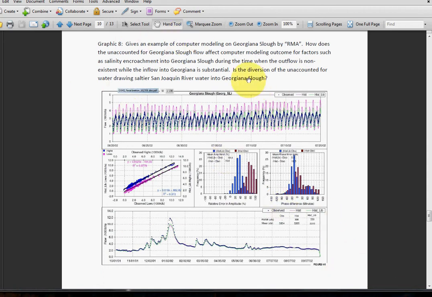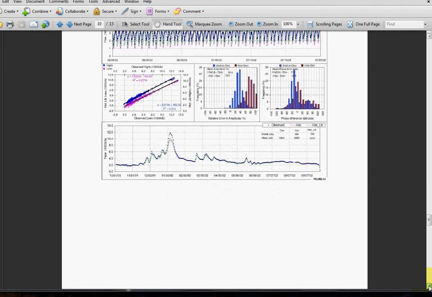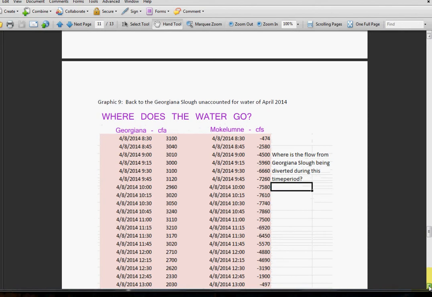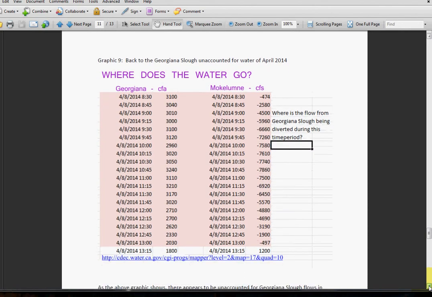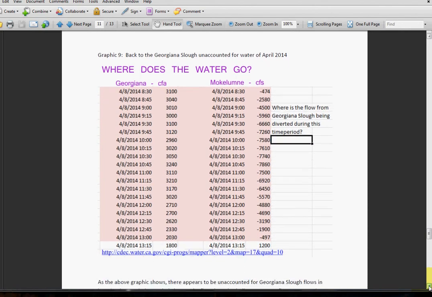So in other words, the computer modeling does not reflect what's actually going on in the Delta. So the outcomes from those computer models don't reflect what really would happen. We're seeing what would happen. I'm going to go on. Let's see what happens when water is exported excessively on a slough like Georgiana.